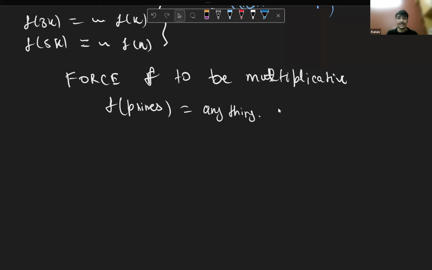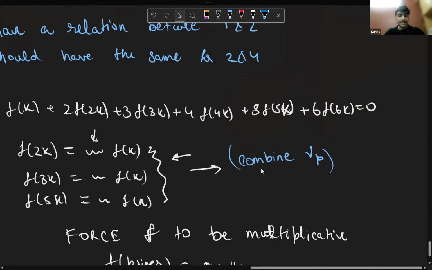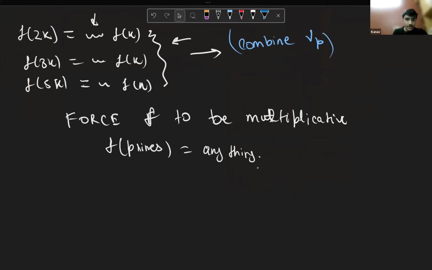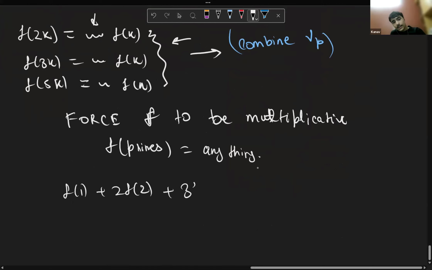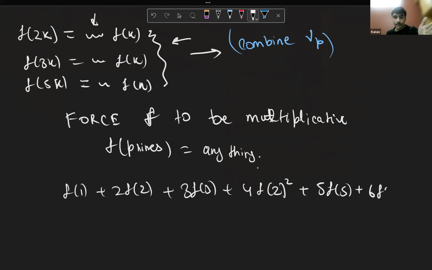Great. Now, the details. I actually don't want to do this, but I have to. So someone was saying, let's just try it for this case of 6. What I just want to ensure is f of 1 plus 2f of 2 plus 3f of 3 plus 4f of 4, and notice f of 4 is f of 2 squared, plus 5f of 5 plus 6f of 2 times f of 3.